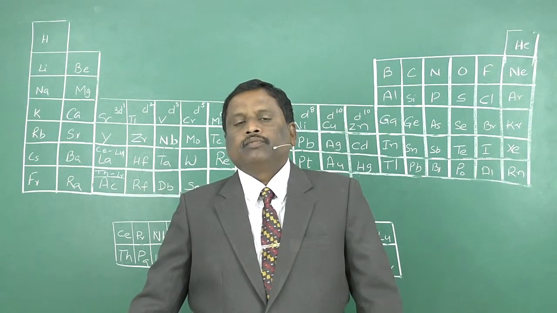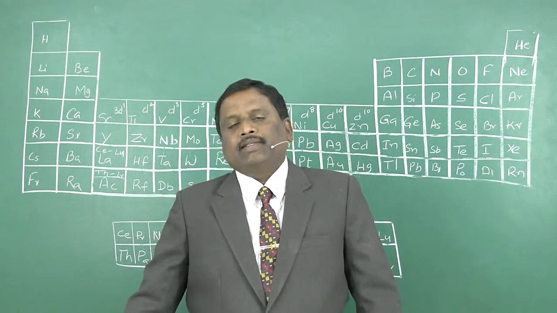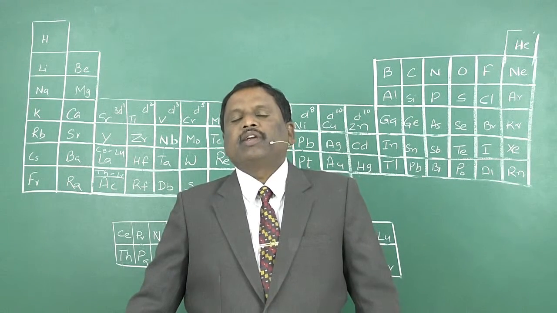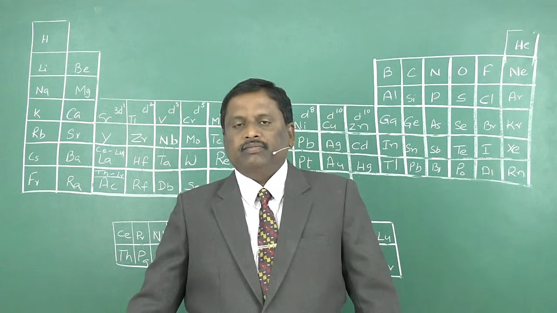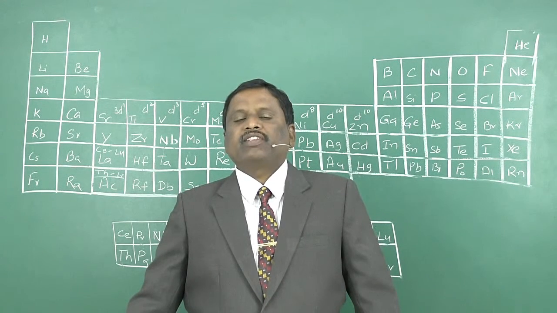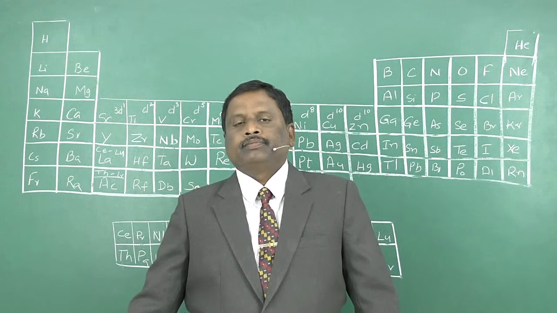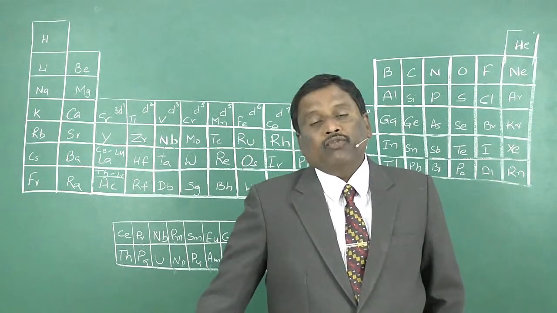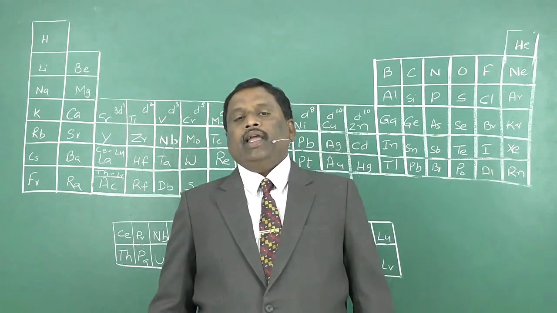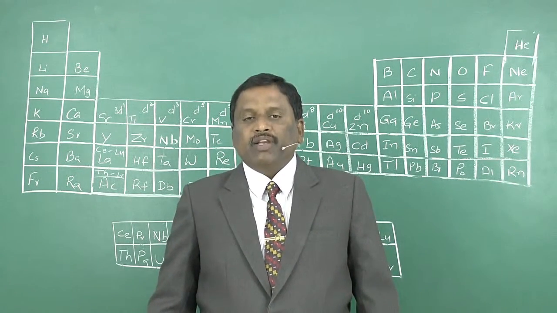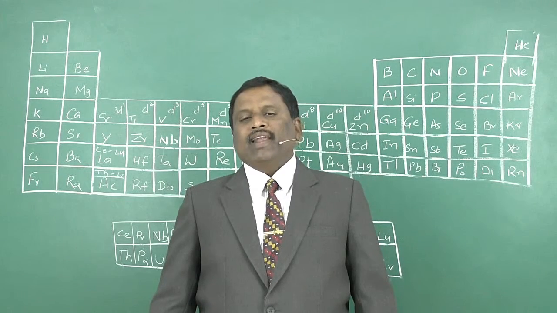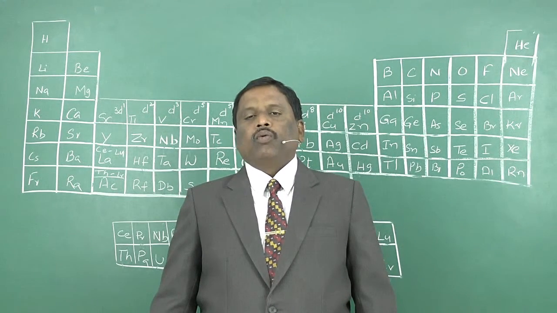They are inert gases, representative elements, transitional elements, and inner transitional elements. Now, in the present class, we are discussing the classification of elements basing on their properties. Basing on the properties, the elements of the periodic table can be classified into 4 types: inert gases, representative elements, transitional elements, and inner transitional elements. Now, let us discuss these elements one by one.